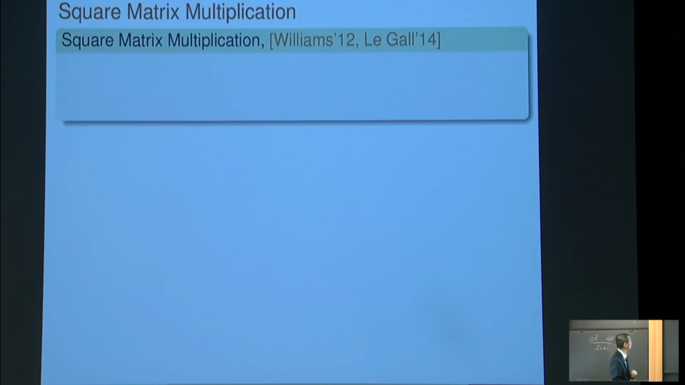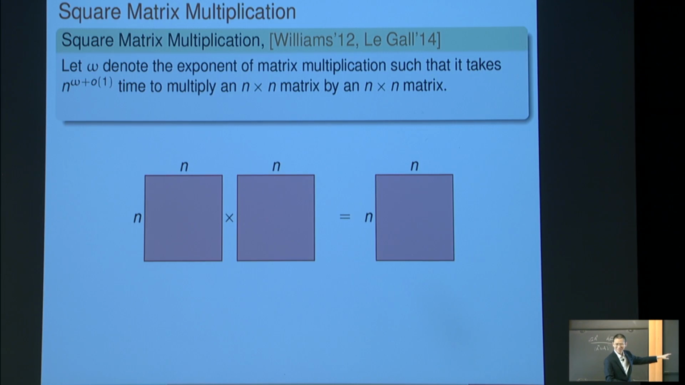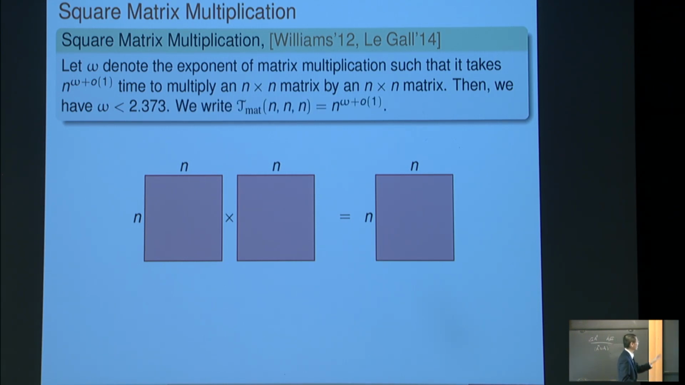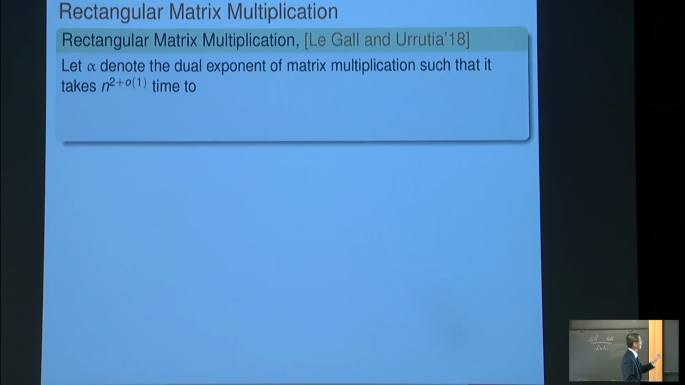Okay. All right. So this is square matrix multiplication. These are just trivial slides. You multiply two square matrices, and you get n to the omega time. And omega is 2.37. True. Okay, and we write it this way. And the next slide is slightly harder.